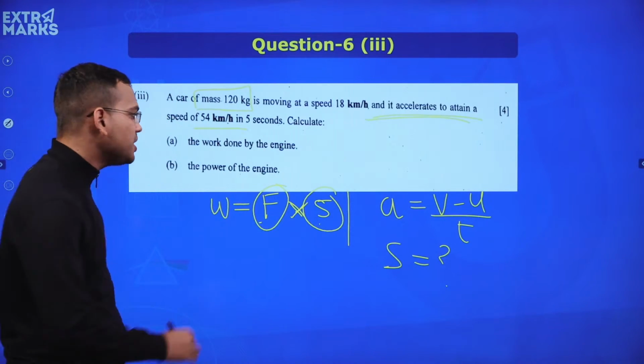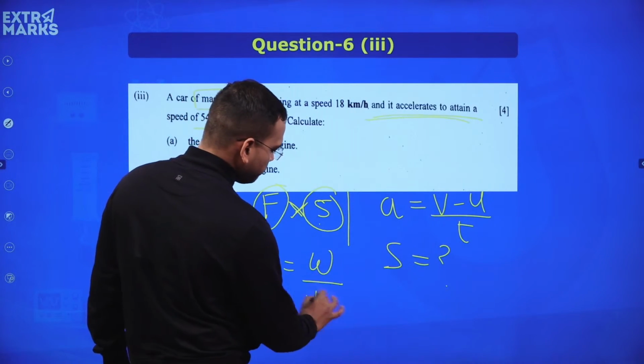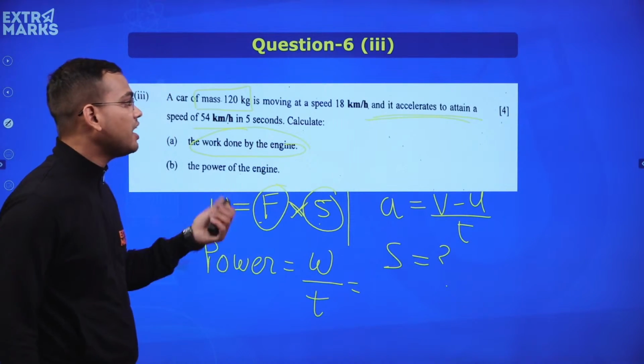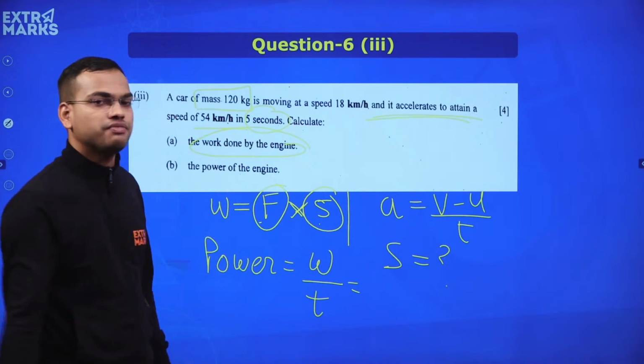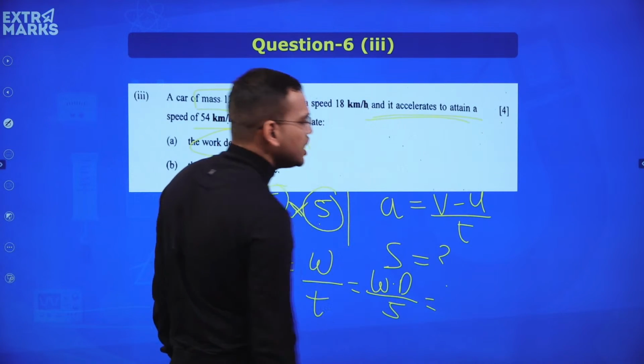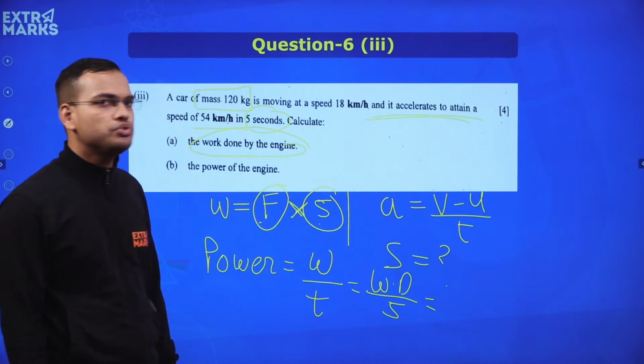Now how to calculate the power? Power of the engine is very simple, rate of work done. What is the work done? The work done by the engine that we have calculated in the first part, divided by the time. Time is given in the question, that is 5 seconds. That is work done upon 5. And then you will get the answer for this question as well. Okay. So this is the approach that we'll be using to solve these questions.